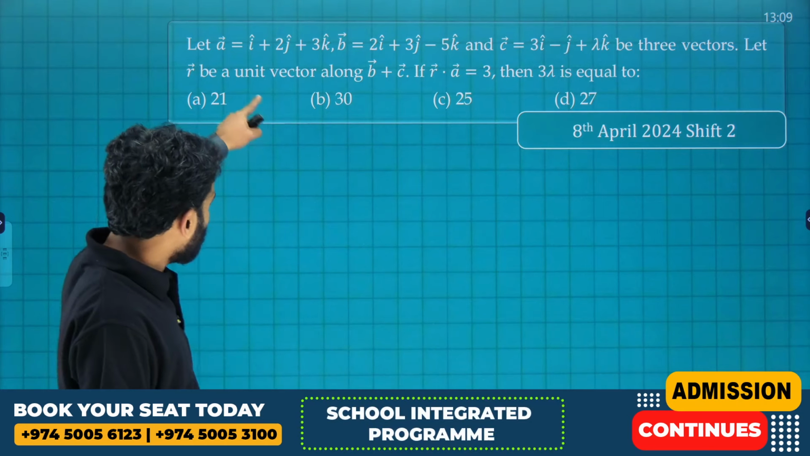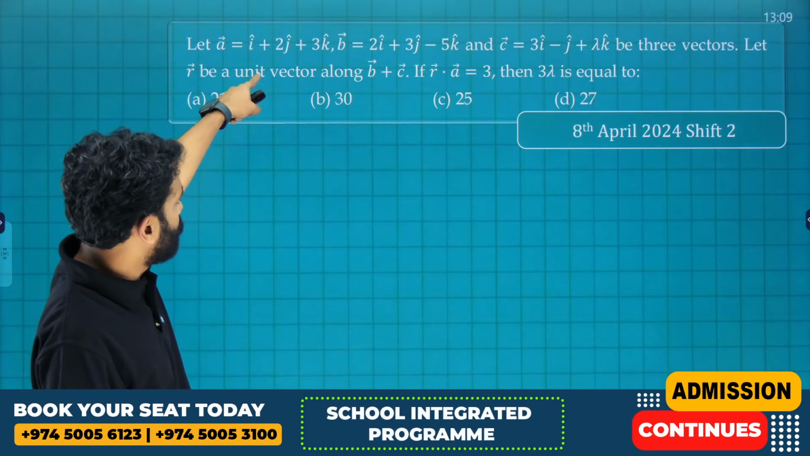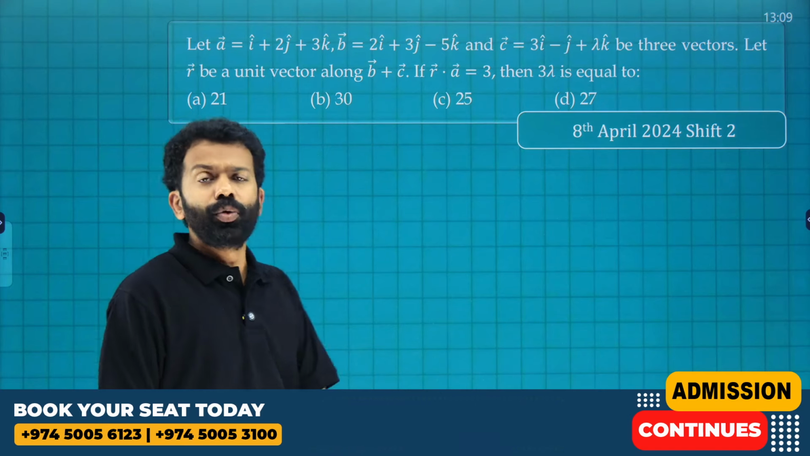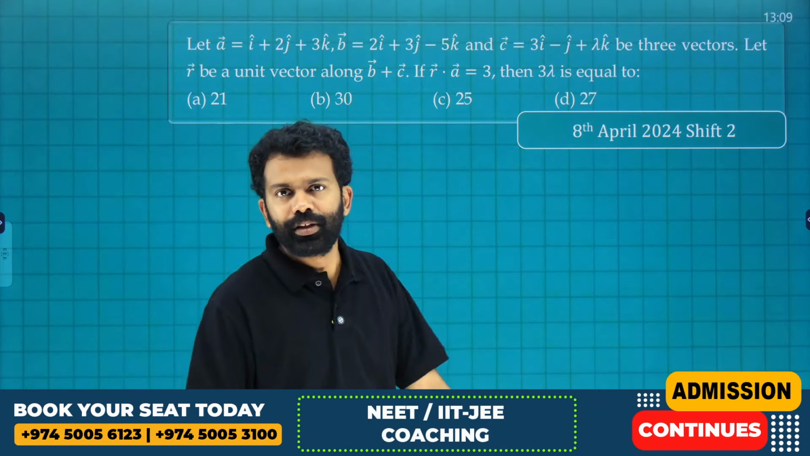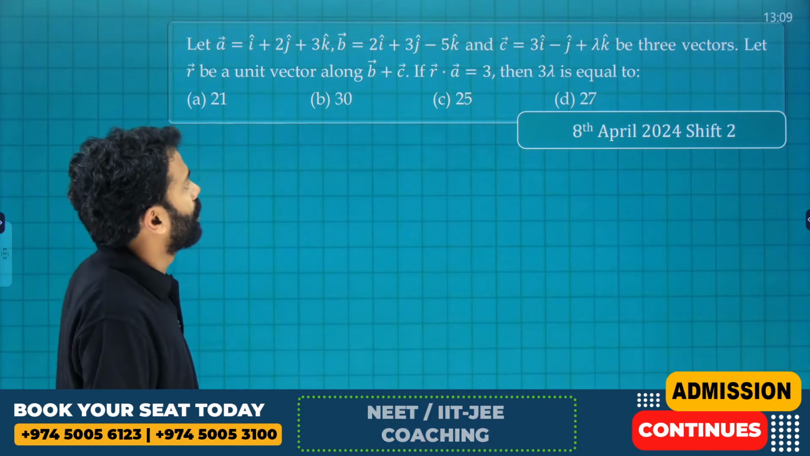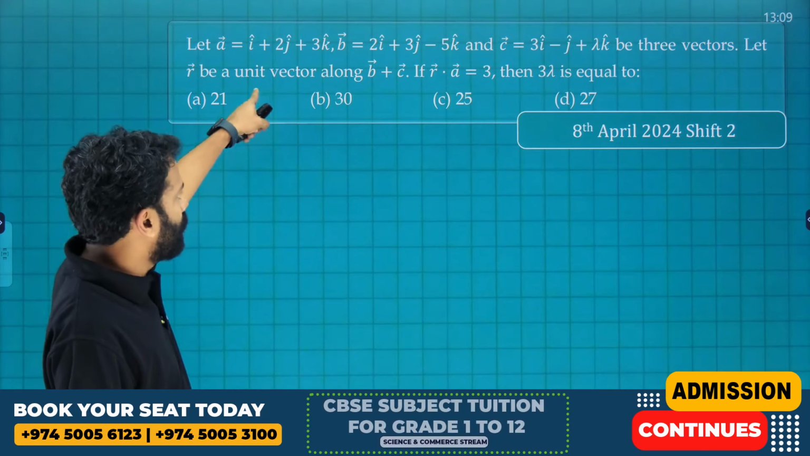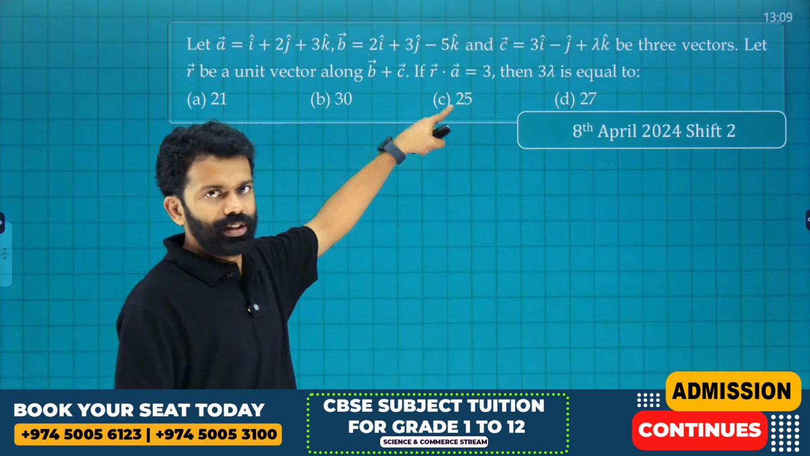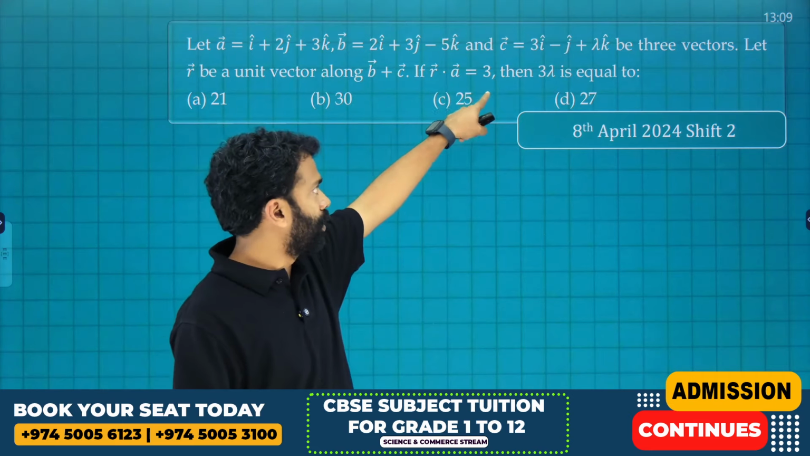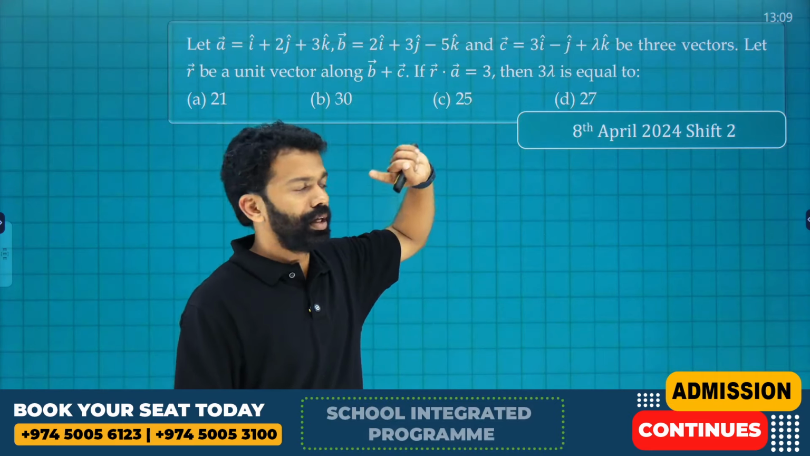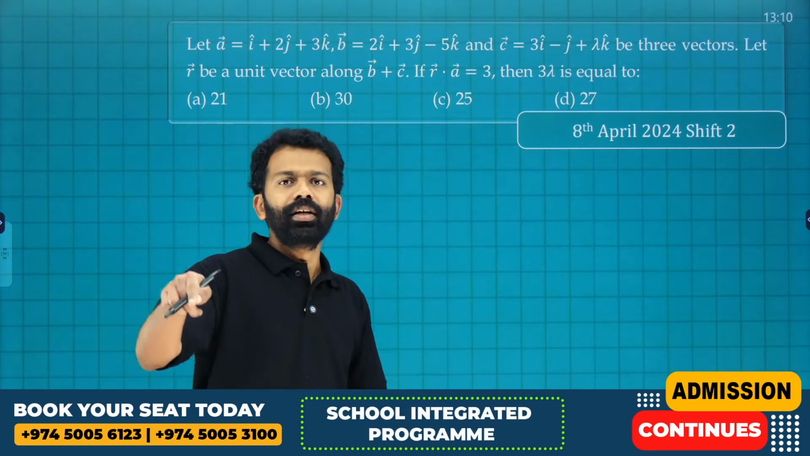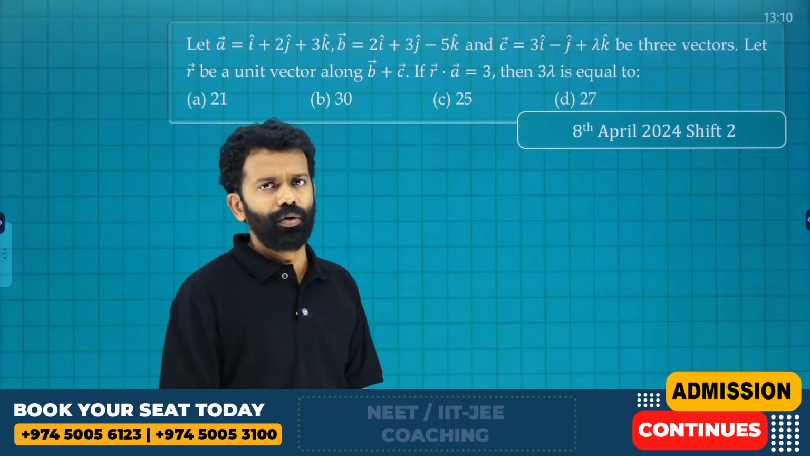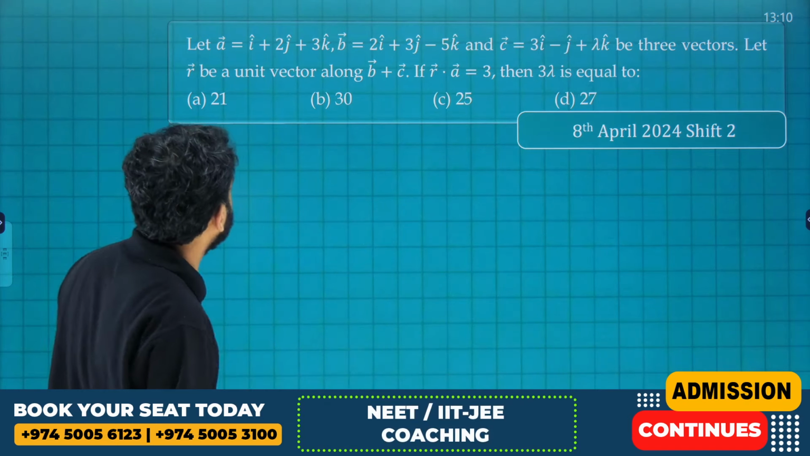Okay, same one. Vector A is equal to i plus 2j plus 3k. Vector B is equal to 2i plus 3j minus 5k. And vector C is equal to 3i minus j plus lambda k. Let vector R be a unit vector along vector B plus vector C, and vector R dot vector A is equal to 3. Then you need to find 3 lambda. In the previous question, you needed to find x and the cross product. Here we need to formulate lambda only. We can try to solve this.